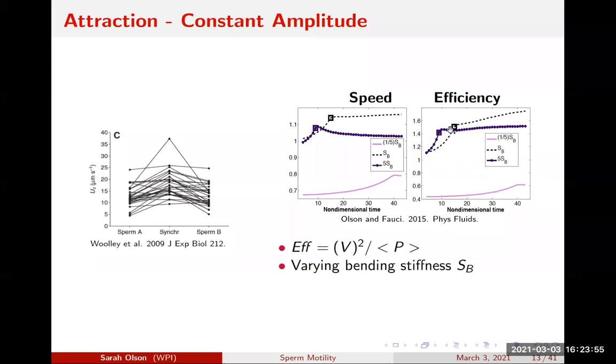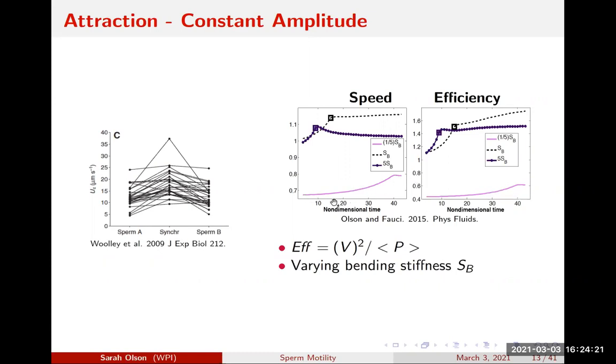Similarly, for two swimmers, a hydrodynamic efficiency of 1 is the single swimmer case, and we can see that the two swimmers that have attracted and synchronized have an increased hydrodynamic efficiency. The interesting thing here is this third curve at the bottom.